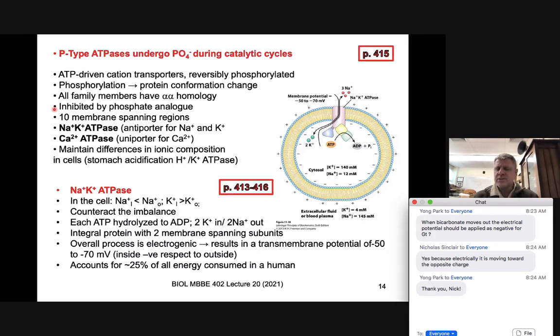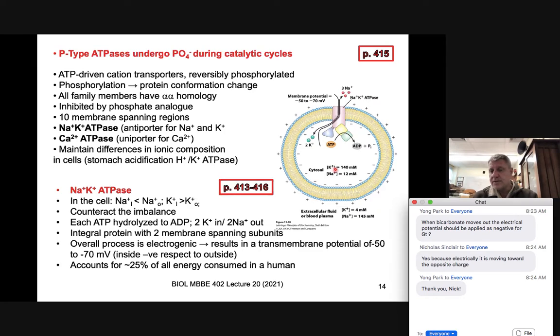So let's have a look specifically, though, at the sodium potassium ATPase. Now, in a cell, we have a particular environment which is established by these particular pumps. Using the lipid membrane as the barrier, the inside of the cell is usually going to be typically at 140 millimoles for potassium and 12 millimoles for sodium.